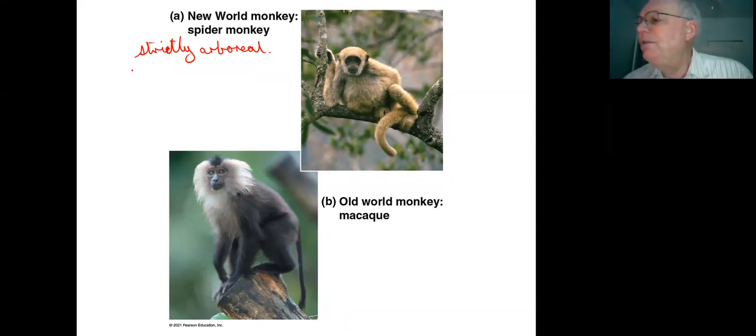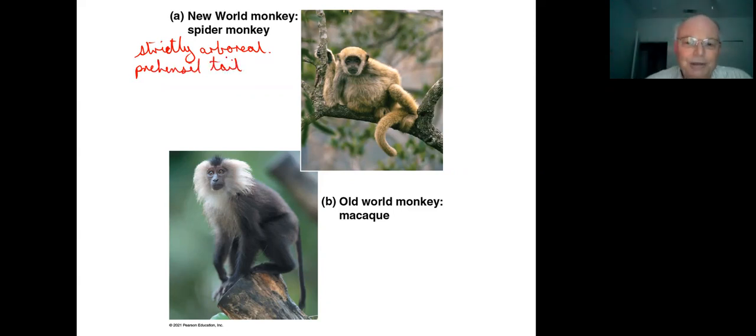Because of this, they have a prehensile tail. Meaning that the tail can be used as another grasping tool. So these are the monkeys that you see hanging by their tail from the tree. If you see that, you know that you're dealing with a prehensile tail, and you know you're dealing with a New World monkey. Old World monkeys do not have a prehensile tail.